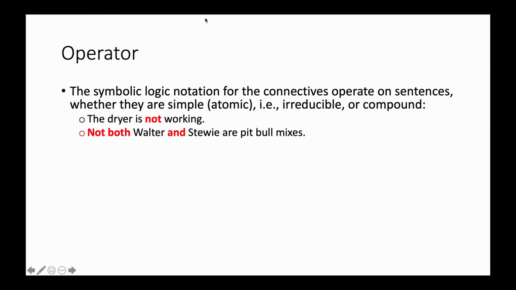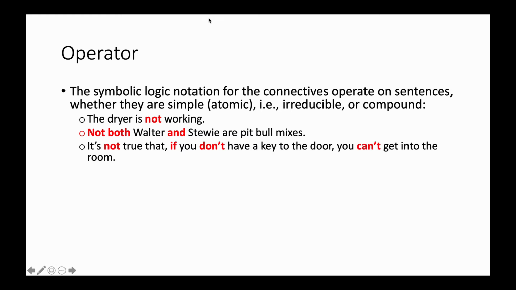Not both Walter and Stewie are pit bull mixes is the negation of the conjunction of the two atomic sentences: Walter is a pit bull mix and Stewie is a pit bull mix. It's not true that if you don't have a key to the door, you can't get into the room, is the negation of the conditional claim. Neither Flanny and Shazi nor Aloysius and Brett are dogs is the negation of an or claim, which itself is a compounding of two conjunctions.